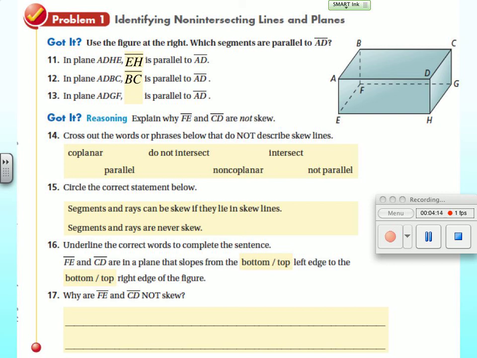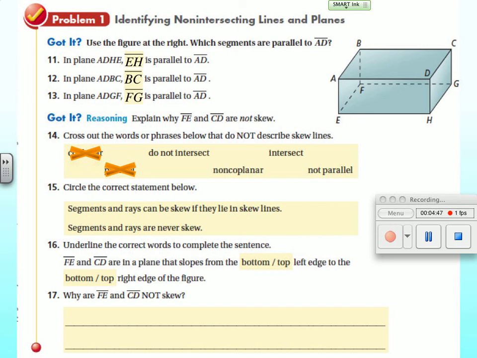I hope you got that. Seems pretty simple. Parallel lines aren't that difficult. Now we're going to explain why segment FE and segment CD are not skew lines. We're going to cross out the words and phrases below that do not describe skew lines. Remember, skew lines are non-coplanar, they do not intersect, and they're not parallel. So obviously the words that we'll cross out are coplanar, parallel, and intersect. Those are complete opposites of what a skew line is.